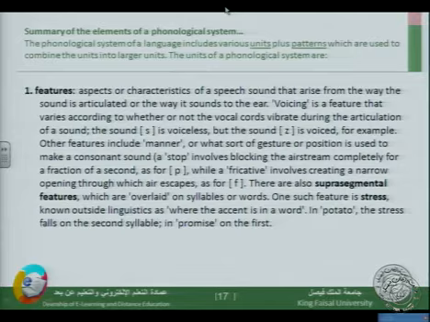There are also suprasegmental features, which are overlaid on syllables or words. One such feature is stress, known outside linguistics as where the accent is in a word. Like in potato, the stress falls on the second syllable. Potato, potato. Okay, and also in promise, promise.